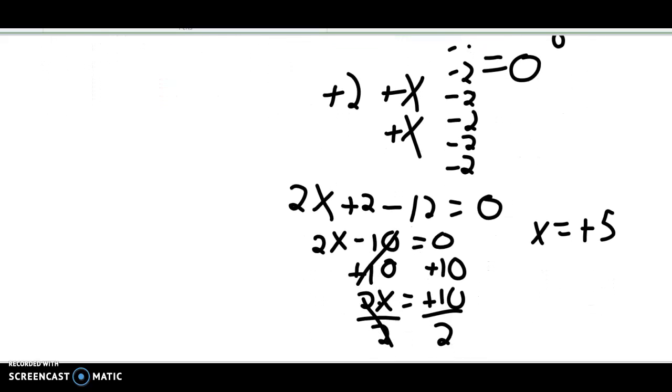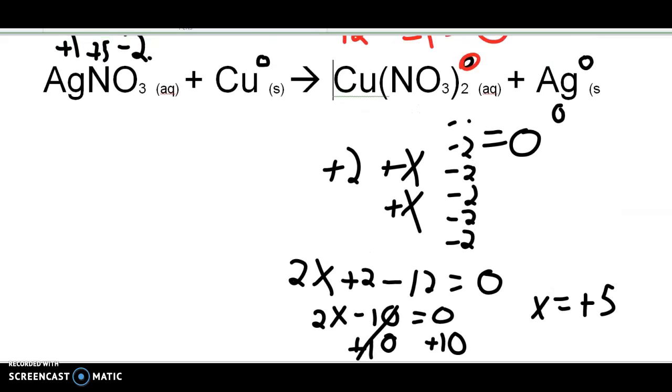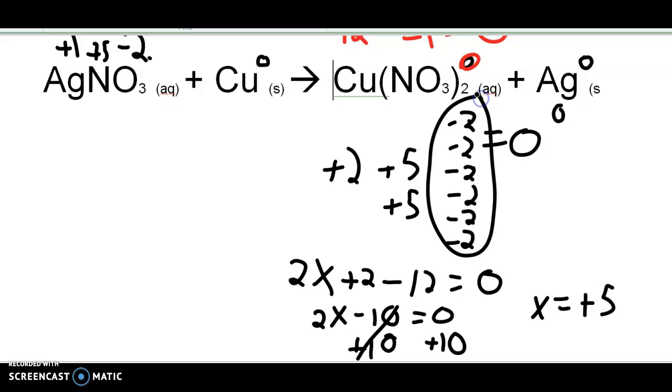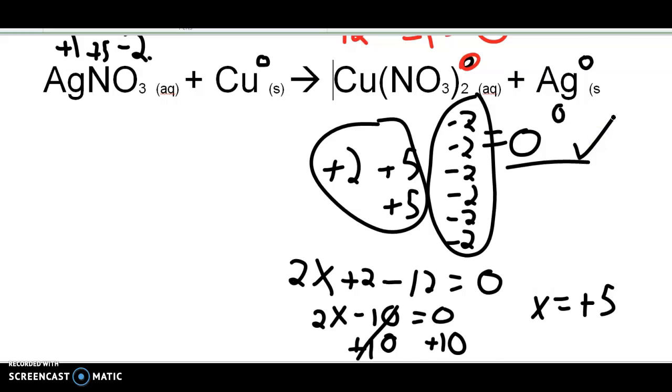So let's go back and check our math. I have plus 2, and I'm going to make this a little cleaner here. So I have plus 2, plus 5, plus 5, and there was a 2 here that I erased. So that gets us plus 12 overall, and then this is minus 12. So plus 12 cancels out minus 12 to get us 0. So we know we did it correctly.